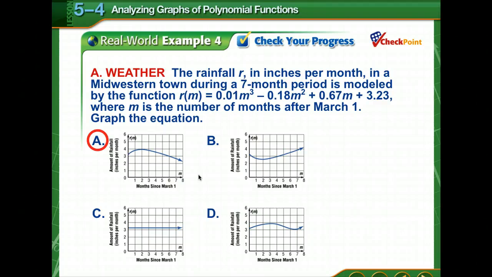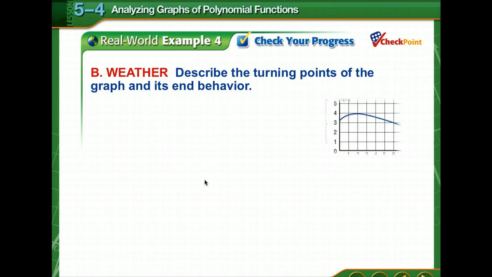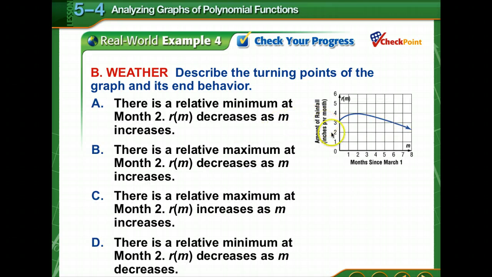Okay, plotting the points. When I was looking at my table of values, I saw a relative maximum at 2. This looks awfully similar to this, but notice this is not a maximum at 2. This one has a maximum at 2, so that's why I chose A. Now we're to describe the turning points of the graph and its end behavior. So look it all over in your selections and then come back and check your answer.